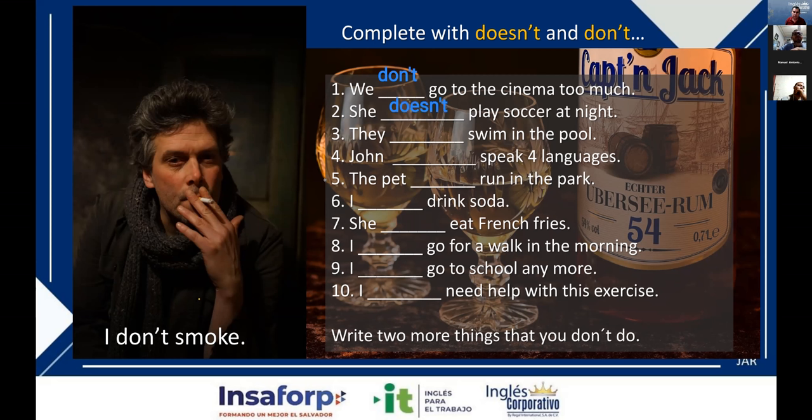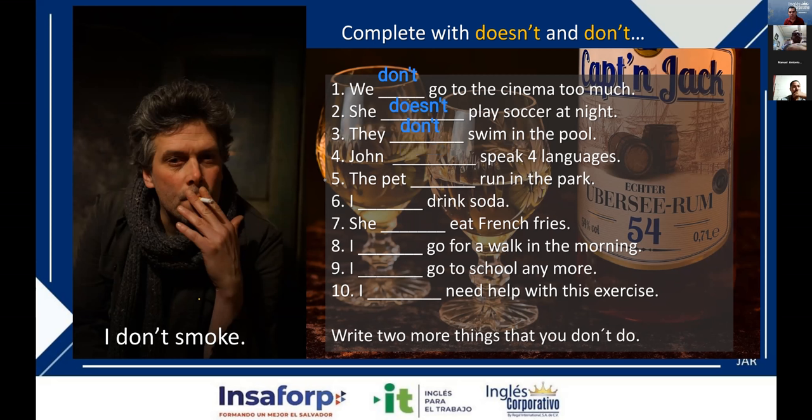La tercera sería... They don't. Quiero ver así en amarillo. They don't swim in the pool.